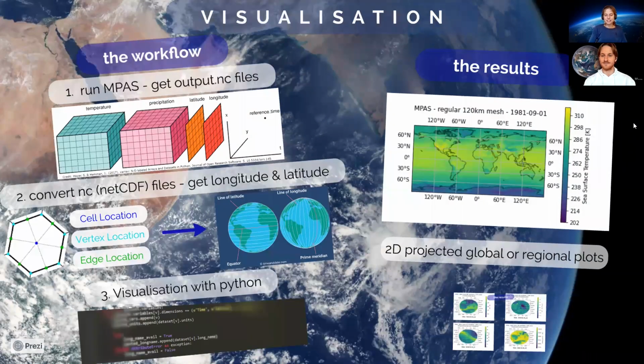After we ran MPAS on Archer 2, we got as output compressed NetCDF data files, which contain the cell, vertex, and edge locations. But those are very impractical for plotting because, for example, the temperature is attached to the cell location, whereas the wind speed, which can be understood as a gradient between cells, is attached to the edge location. So we converted these locations to longitudes and latitudes to get a consistent connection between our physical parameters and the longitude and latitude. Then we wrote a visualization script in Python.